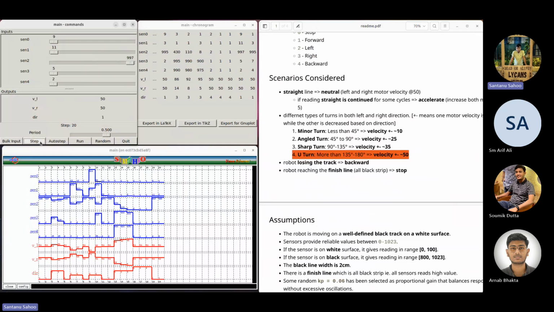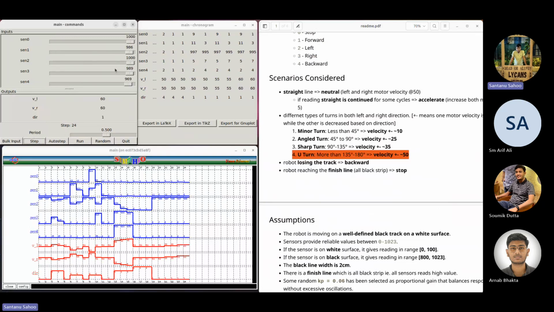We have also implemented acceleration. After encountering a straight line 2 times, our speed should increase. As you can see, we have encountered a straight line 2 times. Now it should increase by 5, so it should become 55. It has become 55. And we have again encountered a straight line for two times, so it will again increase by 5, so 60.